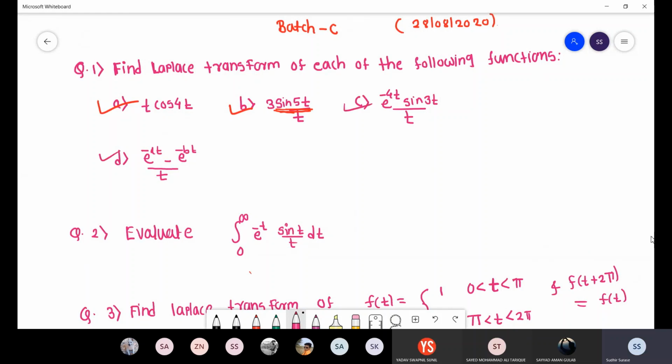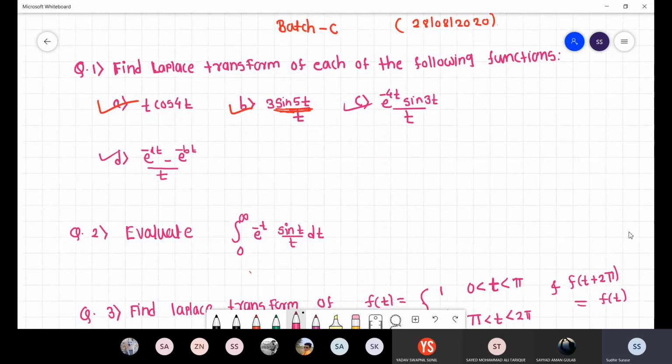For this, let me tell you one thing: e to the power minus 4t sin 3t divided by t.